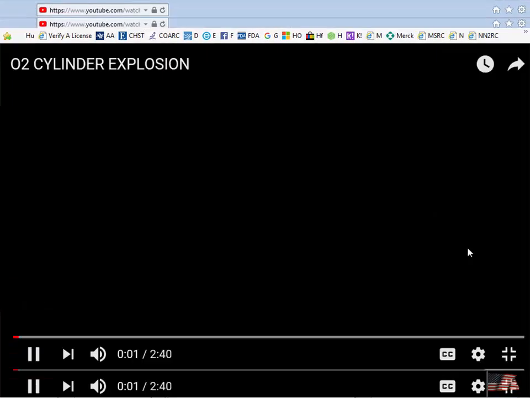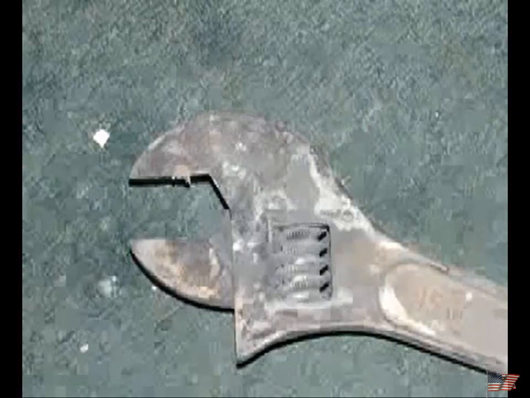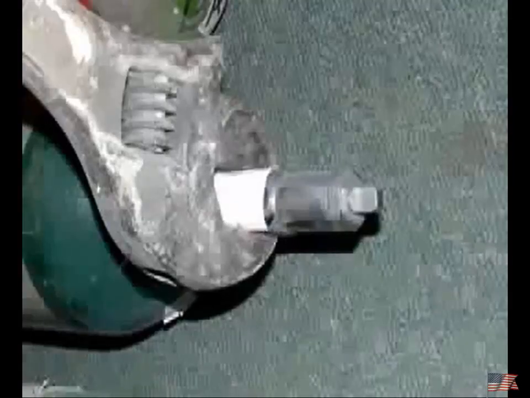The following slides were taken as a part of an investigation involving an explosion of an E-cylinder of oxygen. The explosion occurred in the maintenance area of a home care company. As the story goes, the cylinder valve was defective and would not open. The maintenance worker attempted to loosen the valve to a point that would allow the oxygen to leak out of the cylinder gradually. Okay, so the first set of slides here is the wrench the gentleman was using to take the valve off the cylinder.